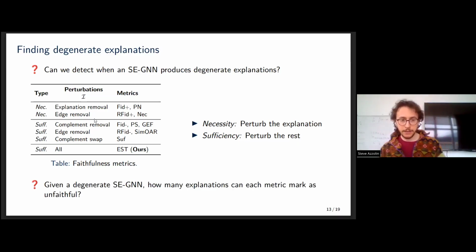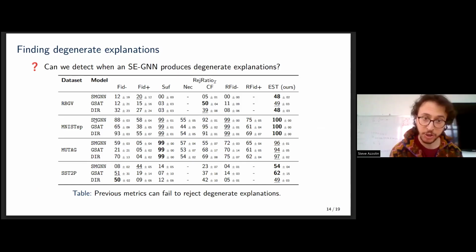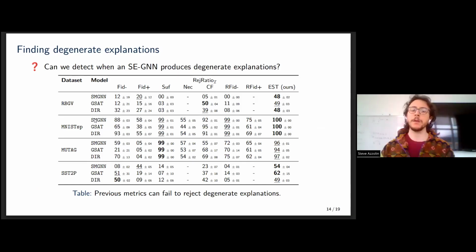So now the question can be rewritten as follows. Given a degenerate SCGNN, how many explanations are actually marked as unfaithful by each metric? If we count the number of degenerate explanations, how many of them are actually rejected or marked as unfaithful, or as bad, by these metrics? So what we did was to train a bunch of SCGNNs, making sure that they all extract degenerate explanations, and we computed all the previous metrics that I presented.